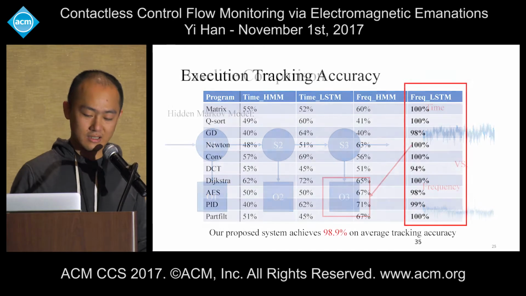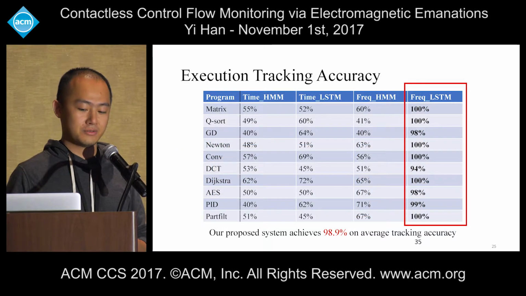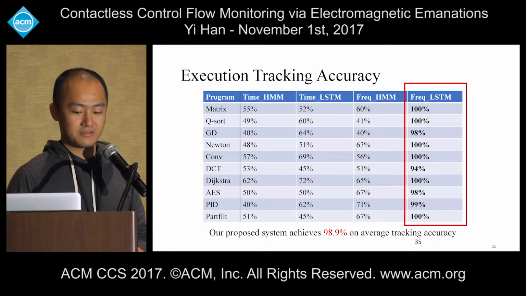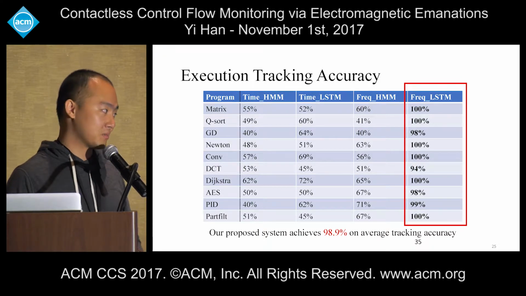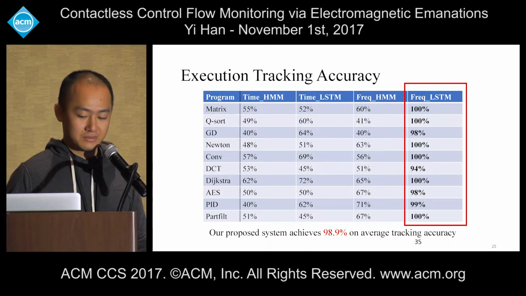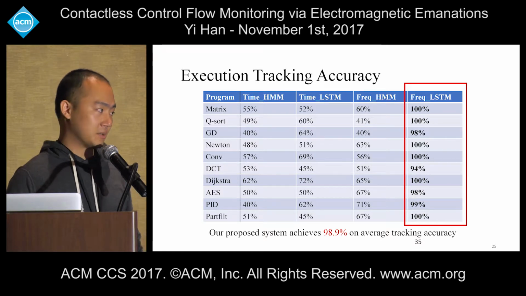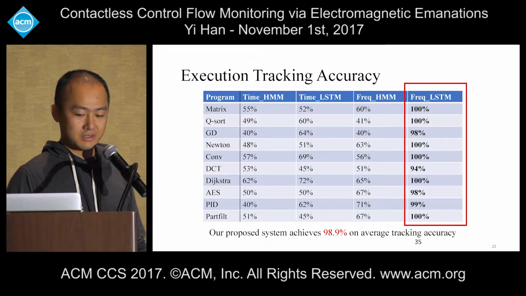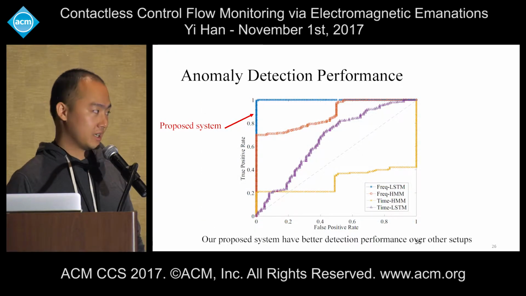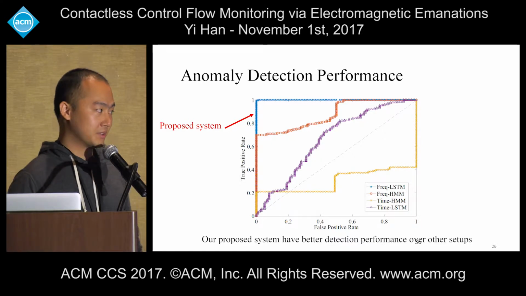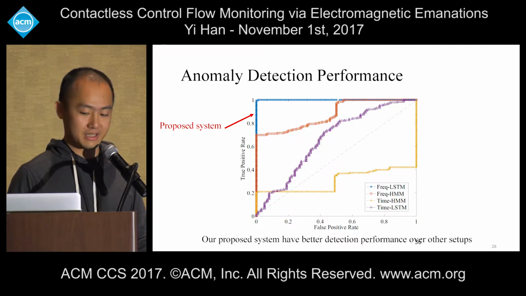These are the programs that we use to evaluate our system. They range from basic vector arithmetic to complicated control systems like the particle filter. These programs come from various applications, as shown here. Here is the result of our execution tracking accuracies. As can be seen from the table, our proposed method has very good accuracy on execution tracking.